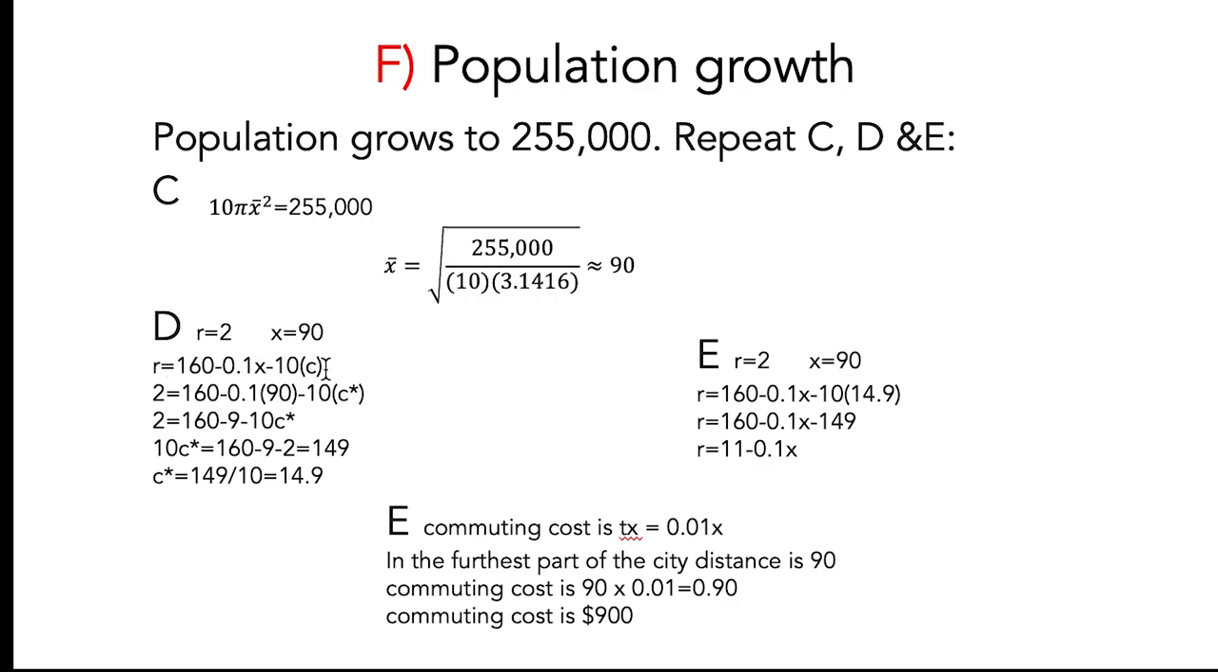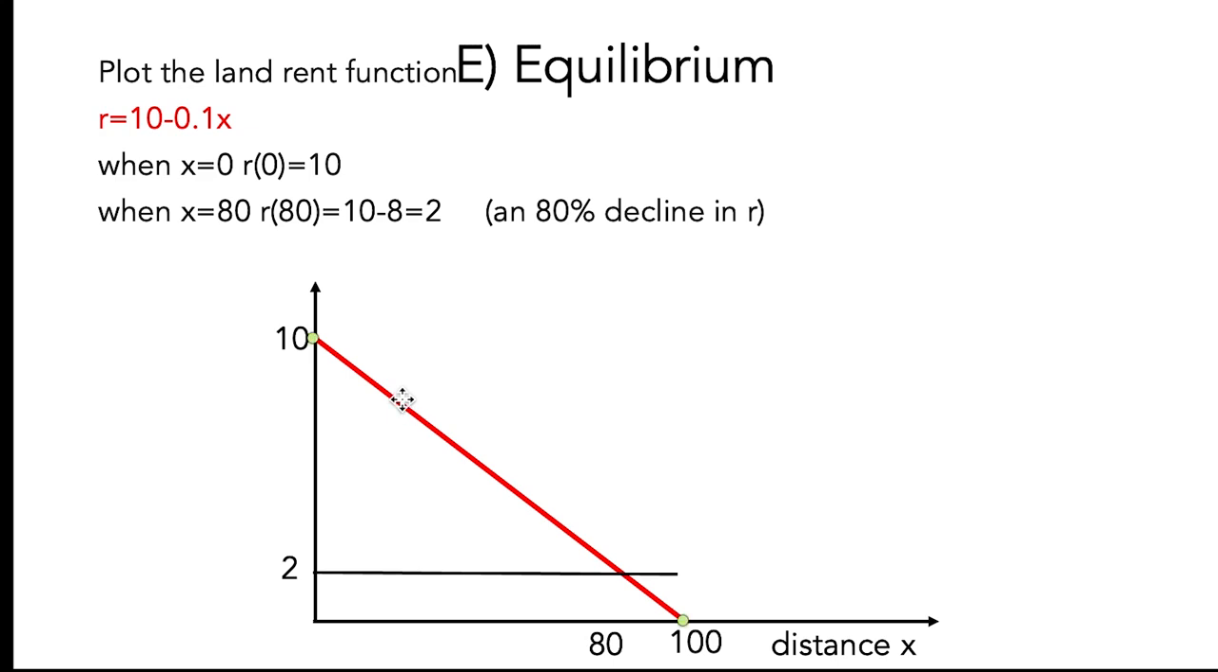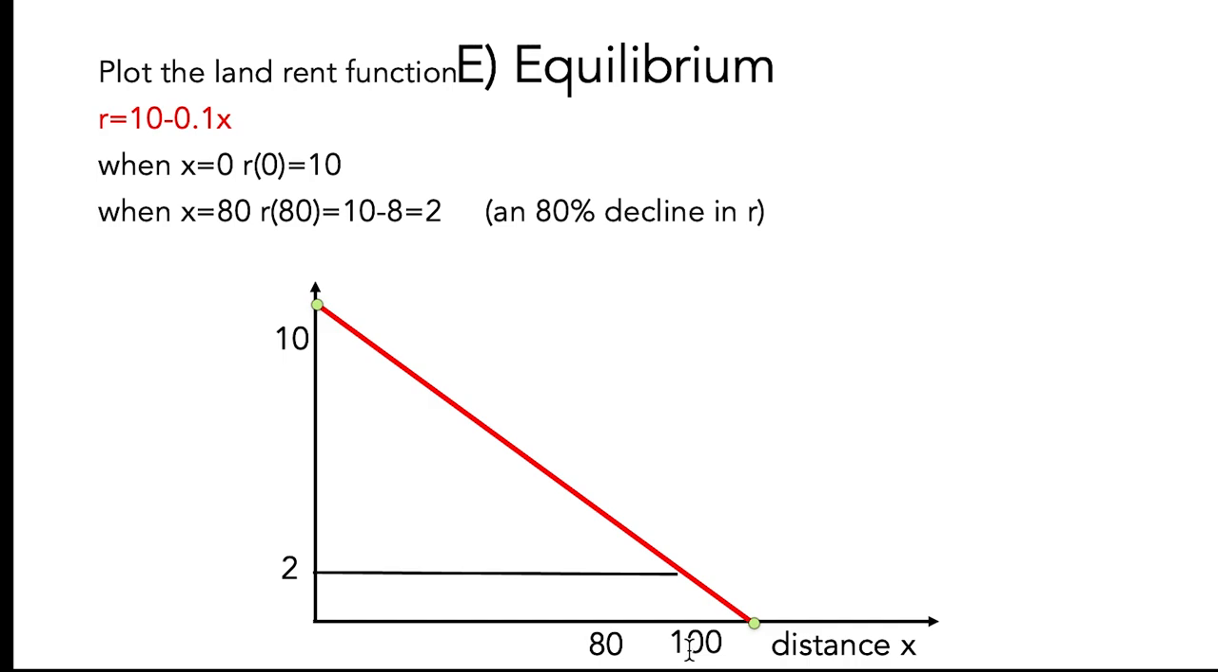We use again our rent function here, and we know that it must be R equals 160 minus 0.1 times x minus 10 times 14.9. So that is 160 minus 149 minus 0.1x. And that will simplify to R equals 11 minus 0.1x. This is our new equilibrium. As you can see, instead of being here, now we're here. We end at 110, and here we have an origin at 11.